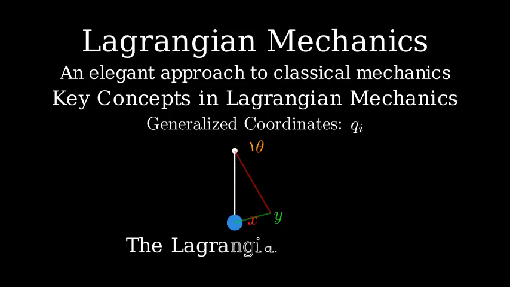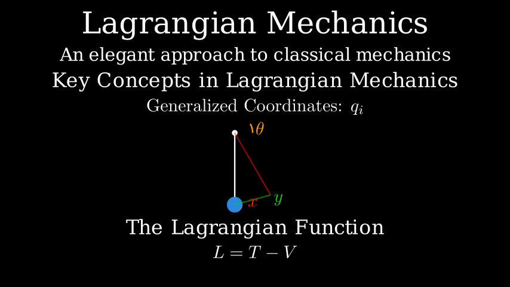The central concept in Lagrangian mechanics is the Lagrangian function, denoted by the letter L. It's defined as the difference between the kinetic energy T and the potential energy V of the system. So, L equals T minus V.